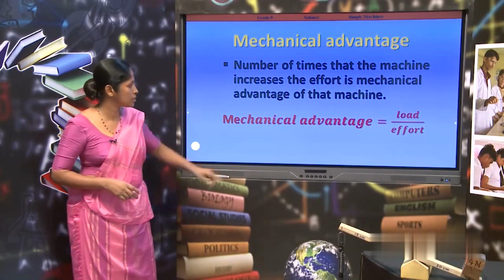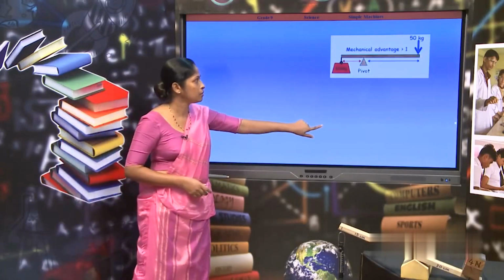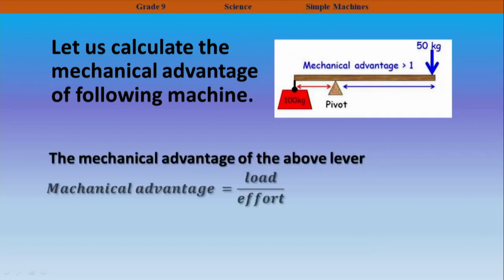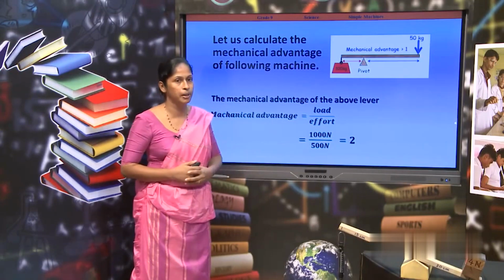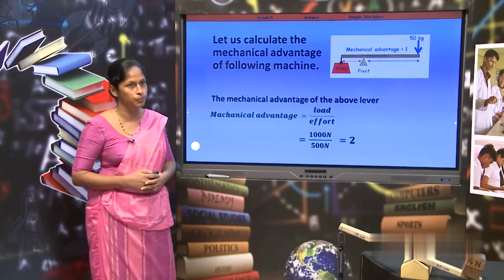Now, let us do a simple activity. There is a simple machine. Let us calculate the mechanical advantage of this machine. You can see the load to be lifted is 100 kilograms, converted to Newton, 1000 Newton. The force applied is 50 kilograms, converted to Newton, 500 Newton. 1000 divided by 500 is 2. The mechanical advantage of this machine is 2.